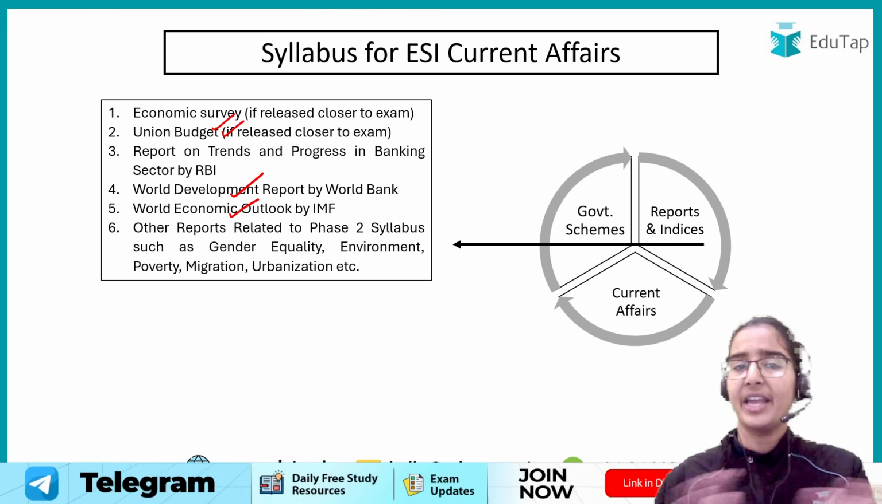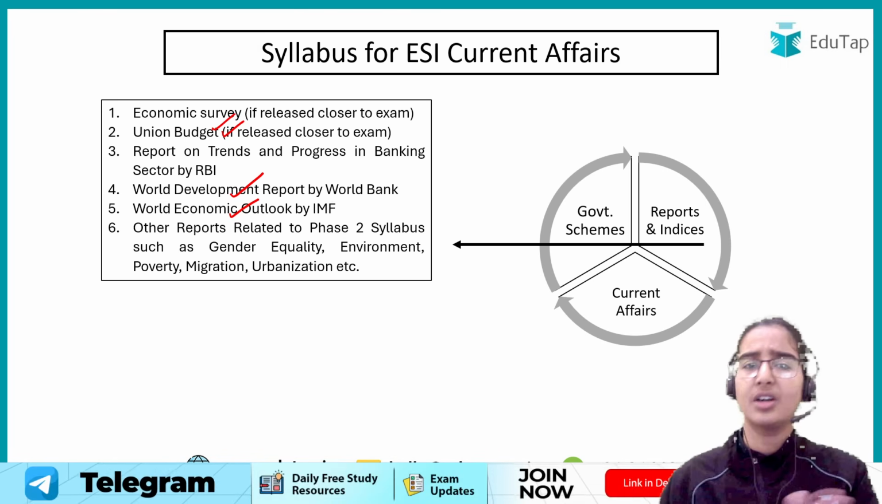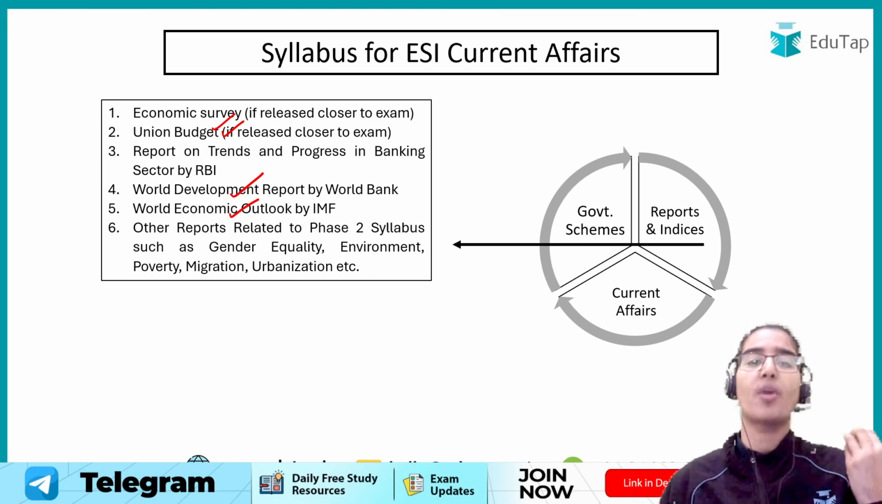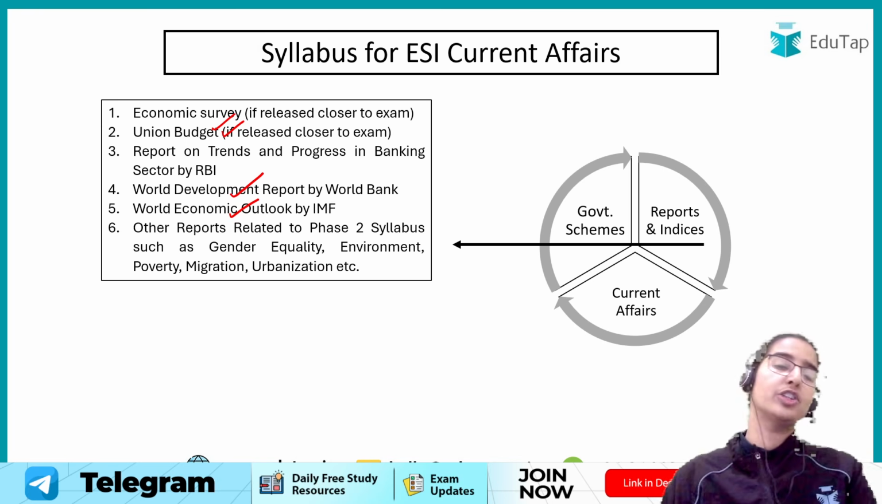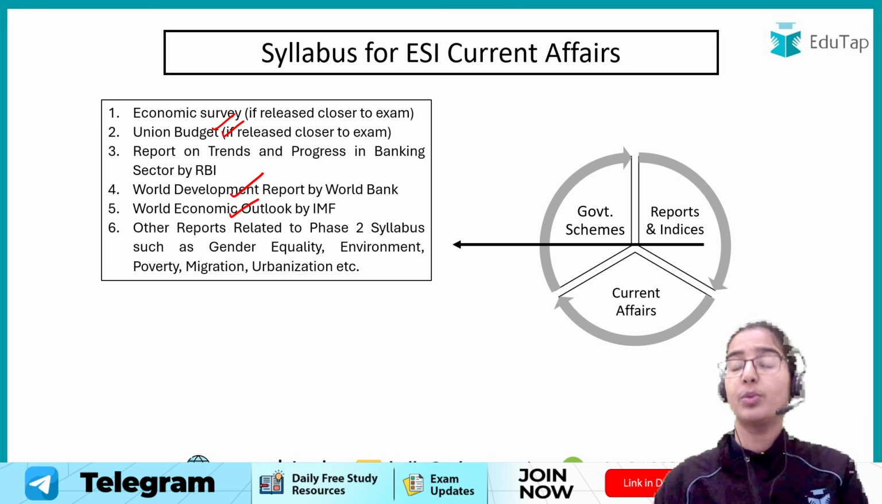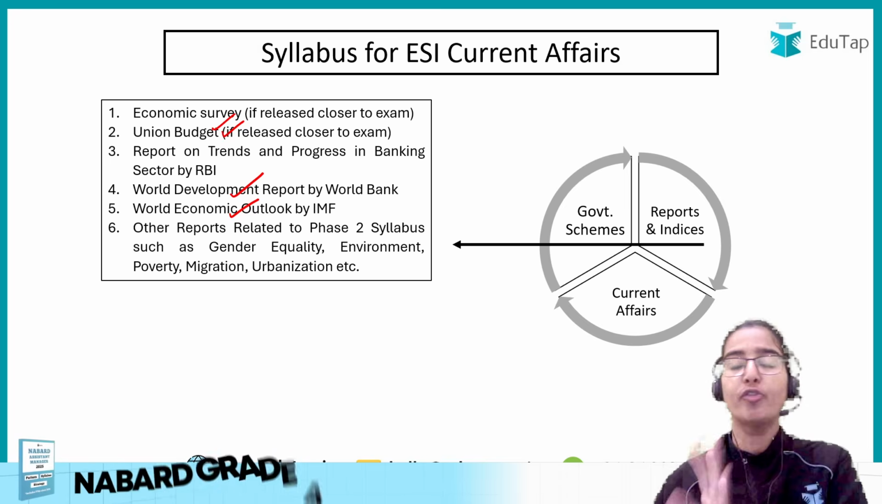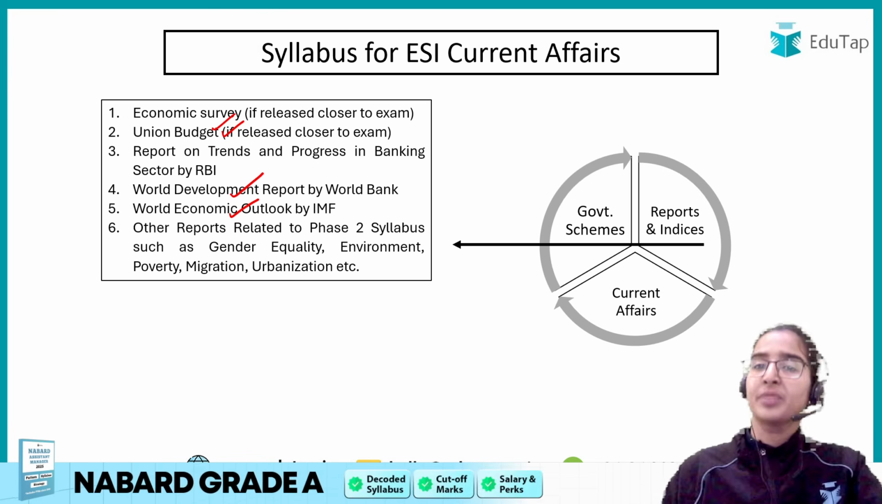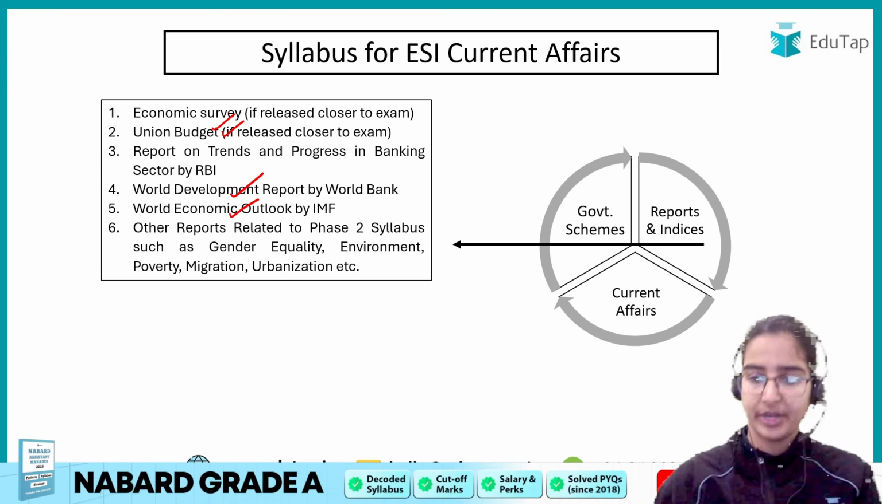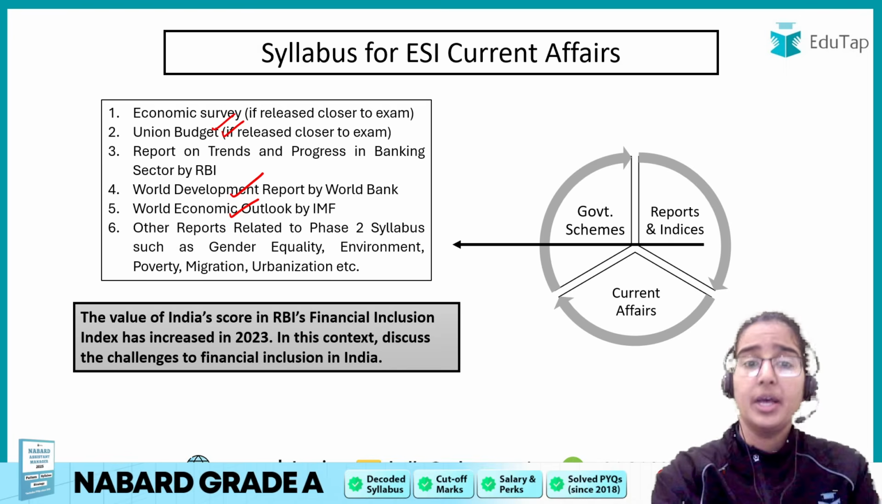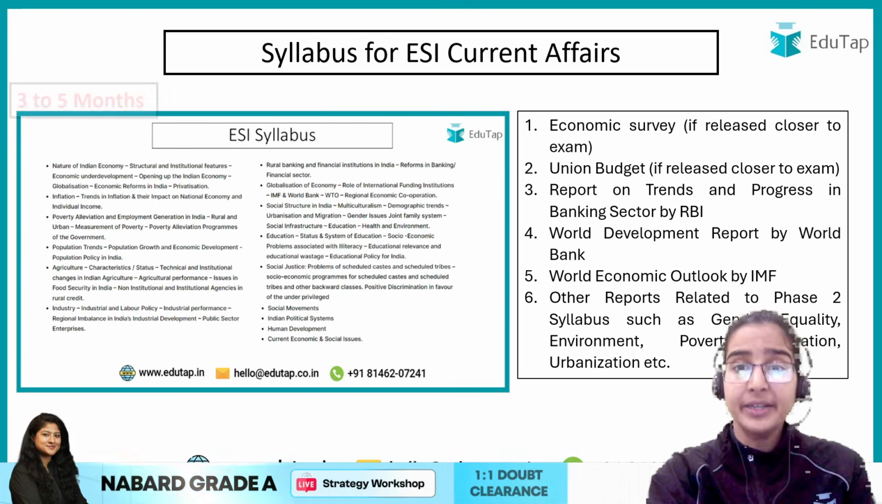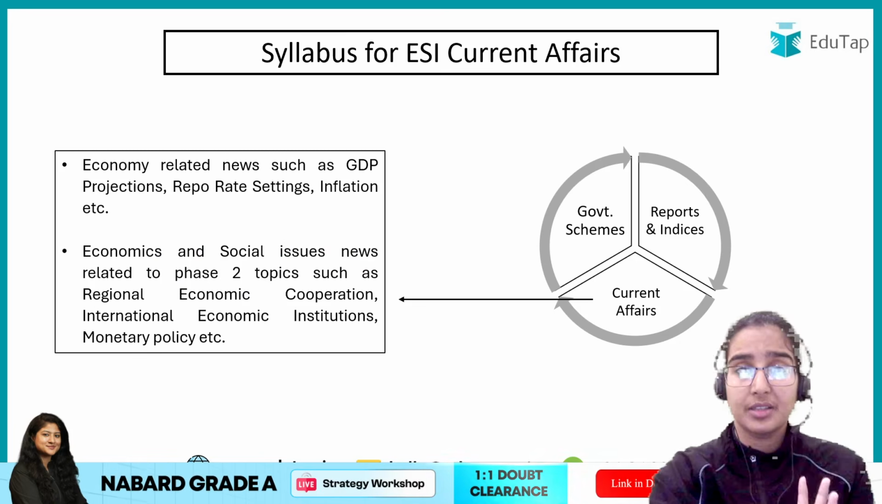Gender equality, environment, poverty, migration, urbanization, all these are the topics from our syllabus. So if any report of any reputed national and international organization comes related to these particular topics in the 3 to 5 months preceding our examination, then you have to cover that. That becomes important, right?